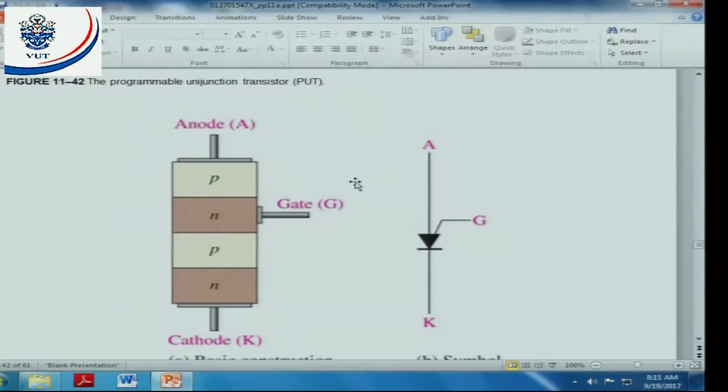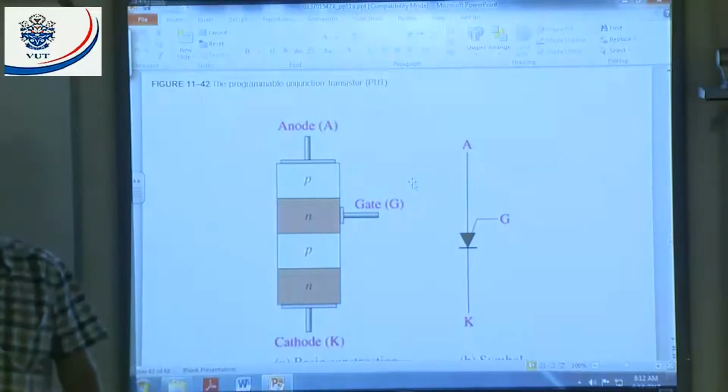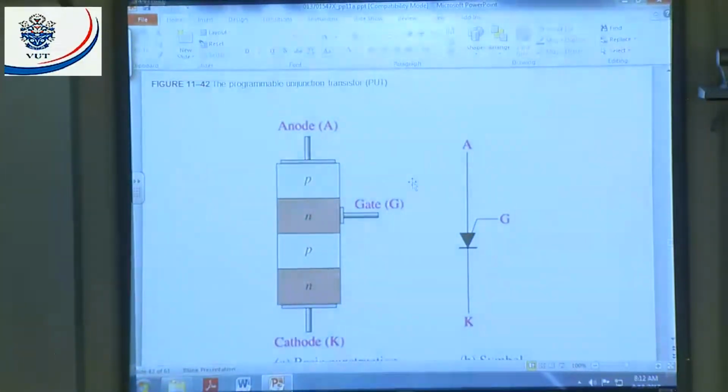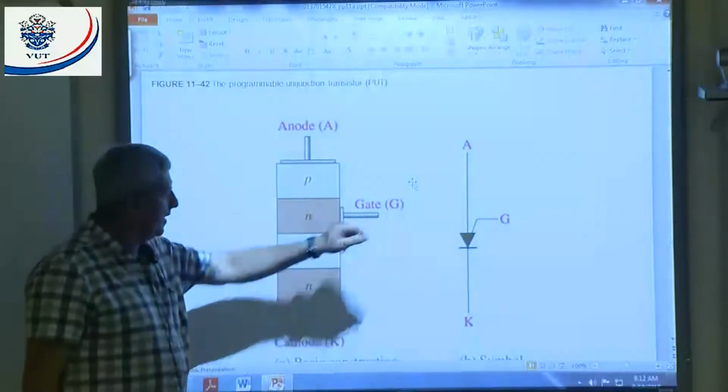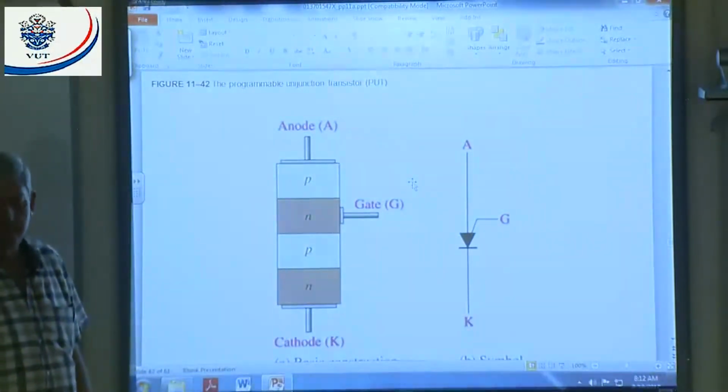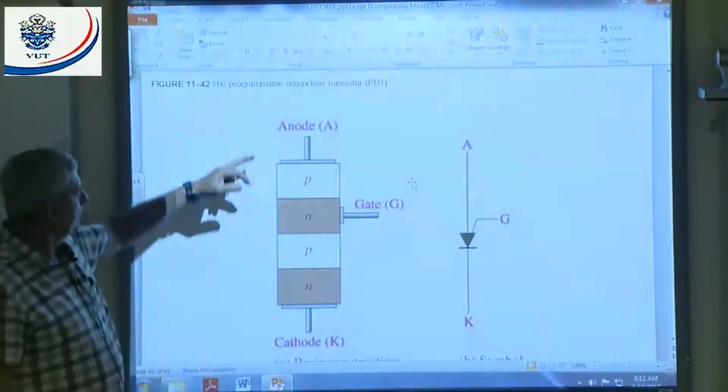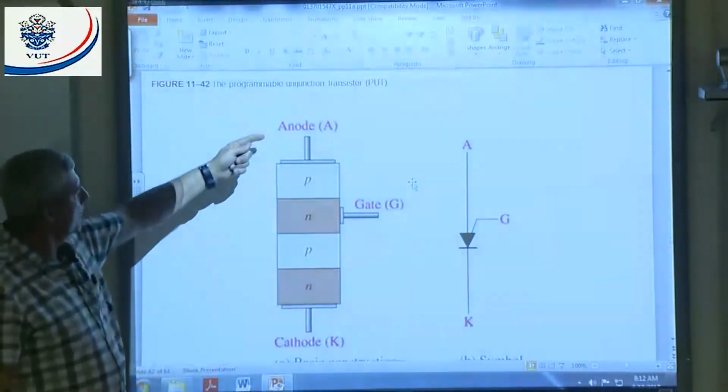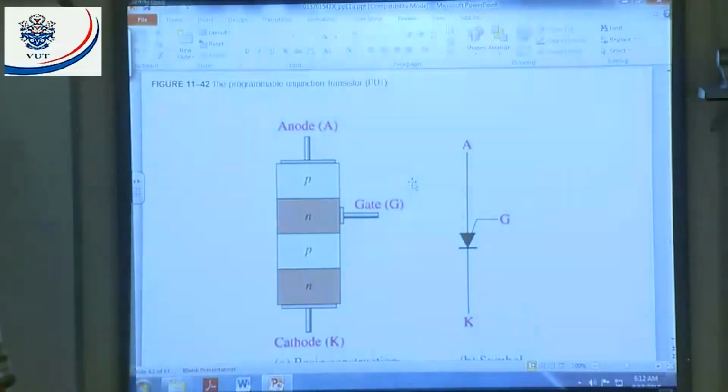All right, that's why you must know your electronics to work. Here's the programmable unijunction transistor, the PUT. Now, we look at the PUT, how it's constructed. It's also a 4-layer device. Got an anode and a cathode. All right. Now, if I apply a certain voltage on my gate, let's say I apply 5 volts on the gate, to what value must my anode voltage increase before that PUT will go into conduction?